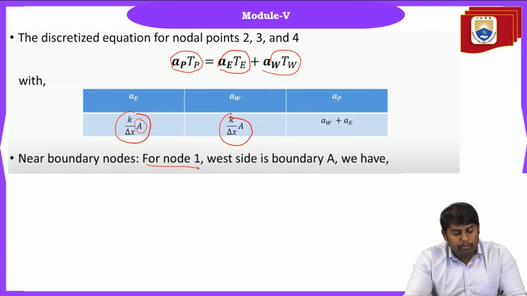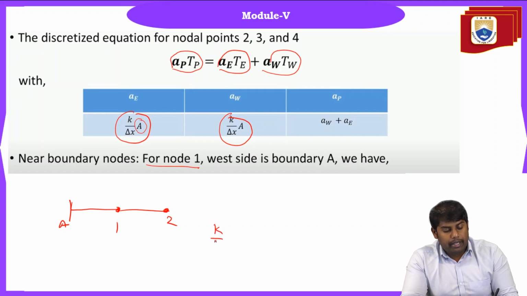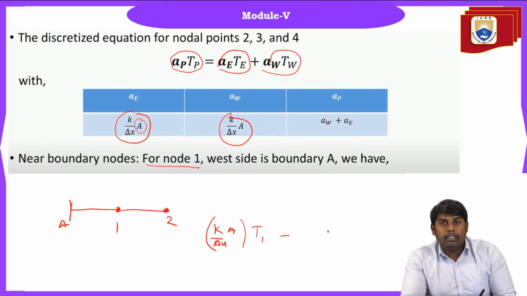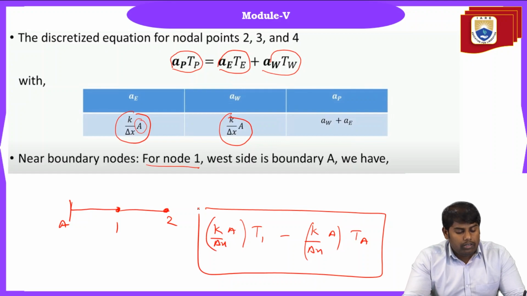If we want to see what happens at the west node, let's say node 1, you have point 1. For the point 1, we have boundary A, and here you have 2. How do we do the formulation? We have K by delta x into A of T1 minus K by delta x into A of TA. In this way it will be there. The remaining boundary is 0. So when we rewrite, the formulation will change in this way.